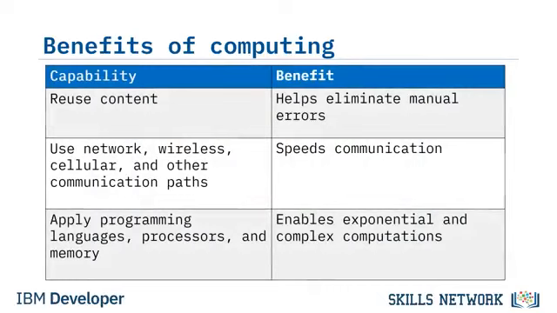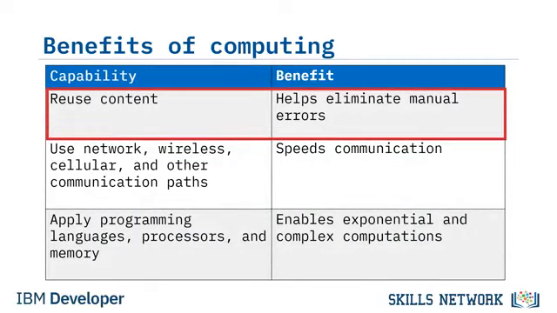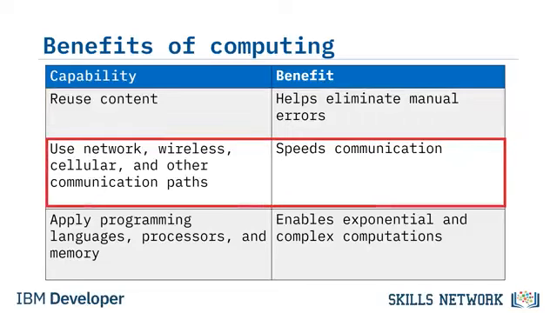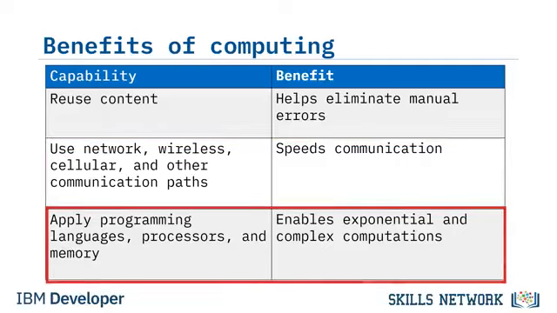So, what are the advantages of using computers? Manual entry errors are eliminated by using capabilities such as copy and paste and data duplication to reuse data or content. Communication is sped up by using network, wireless, cellular, and other communication technologies. Exponential and complex computations, such as those used for medical research, civil engineering, and space exploration, are enabled by processors, memory, and programming languages.